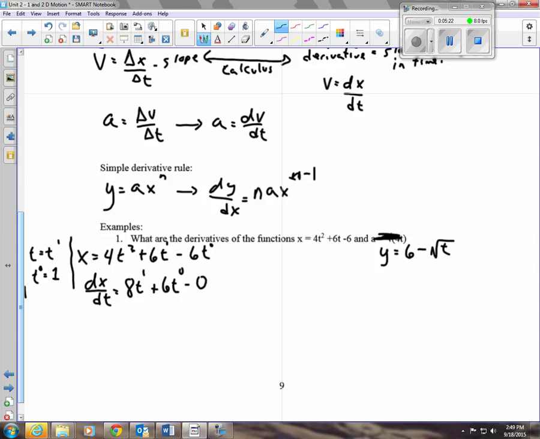Now, I did this out in kind of detail. I probably wouldn't write t to the 1. I would just write it as t. And here I wouldn't write t to the 0.